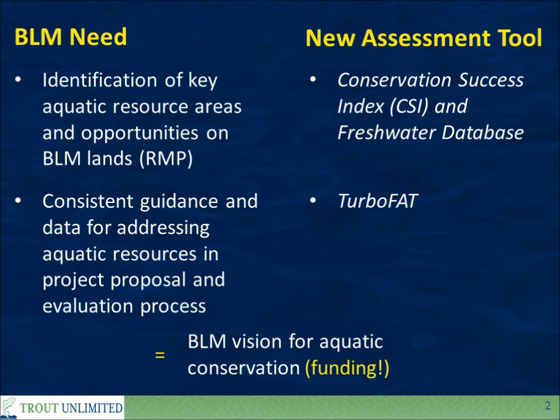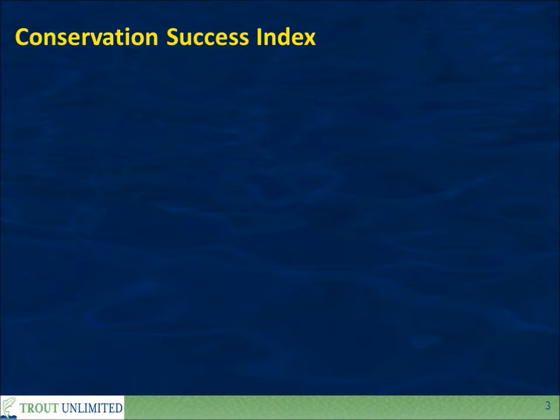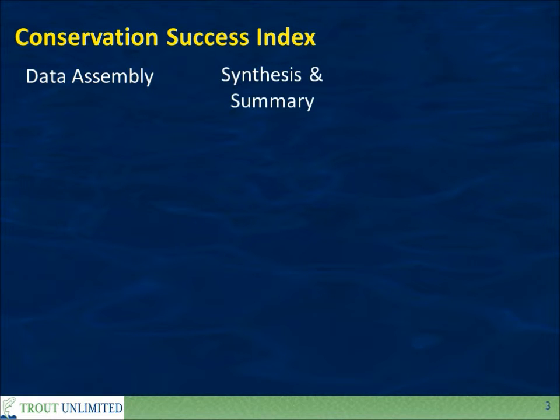The Conservation Success Index, or CSI, uses a common conservation planning structure involving, first, the assembly of GIS data, second, summary and synthesis within watershed boundaries, in this case the HUC 12 or subwatershed, and third, interpretation of the summaries based on the best available science.